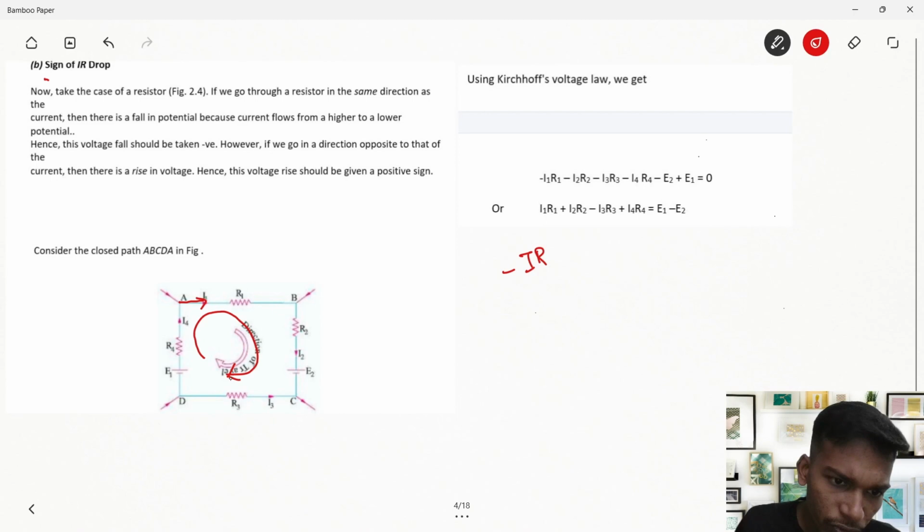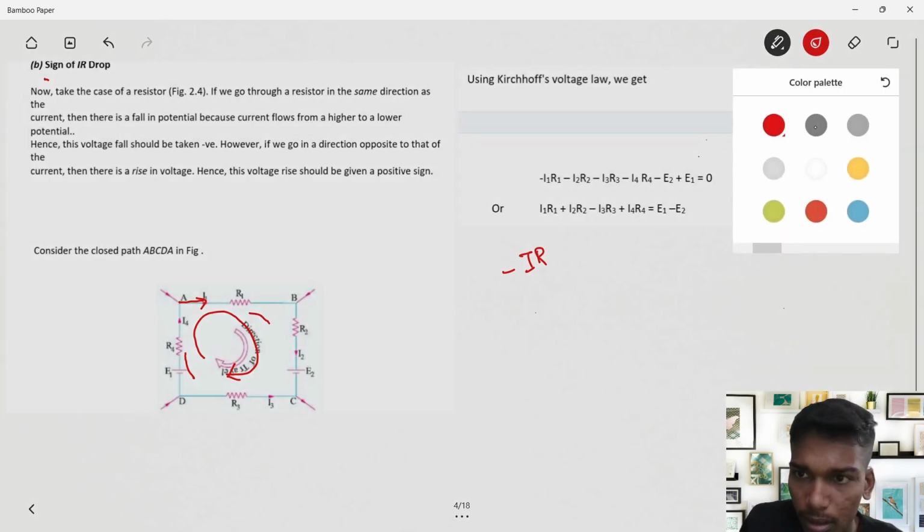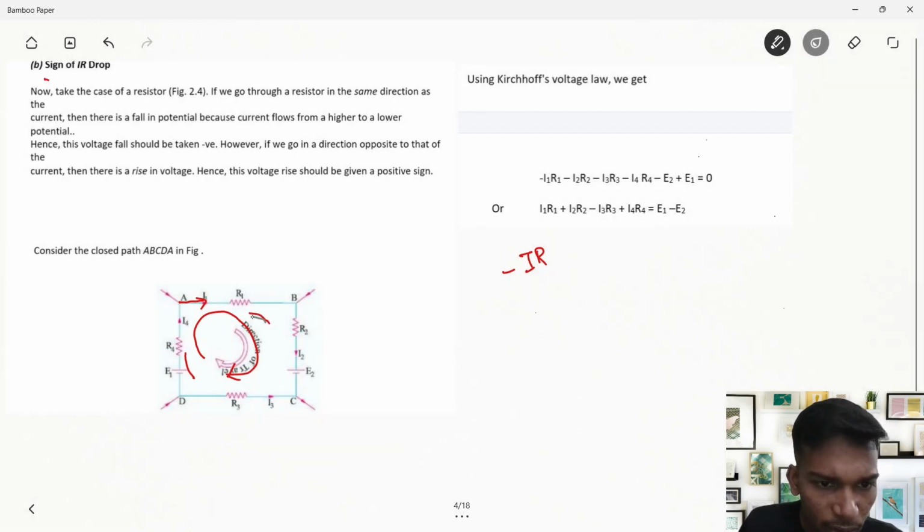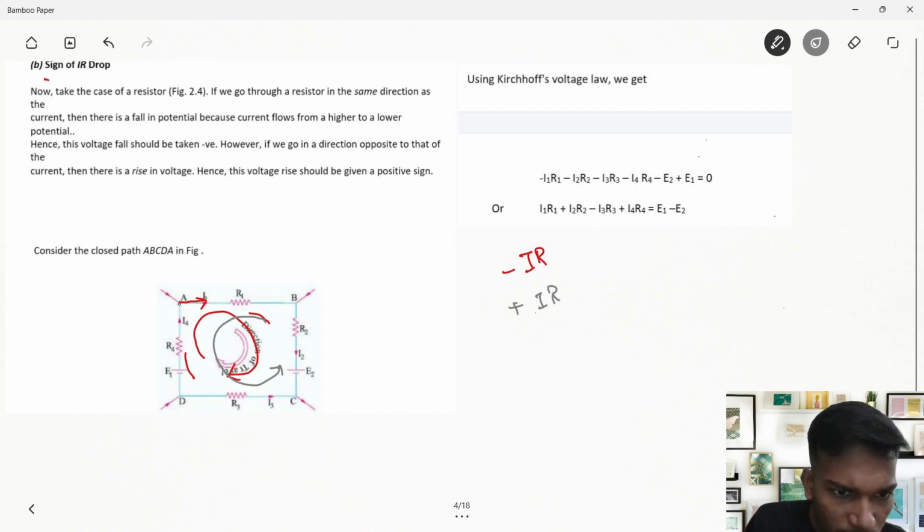In some cases, we are going in the same direction. If you are considering our KVL to be in this direction, like, I will change the color. If you are considering our KVL to be in this direction, then we will take plus IR because in our assumptions, the current is flowing in this direction. This is the direction of current flow, and we are going against the current flow. So we are going to take the plus sign. That's the trick.